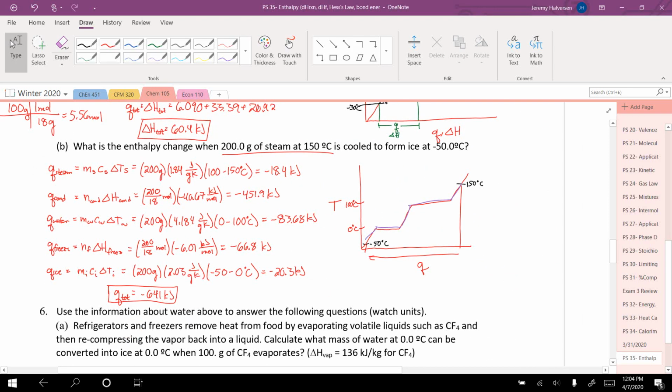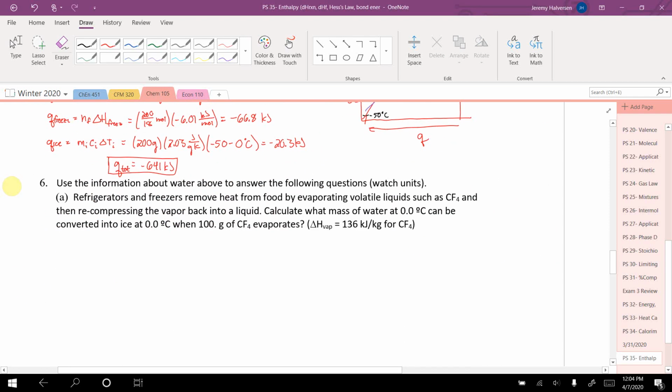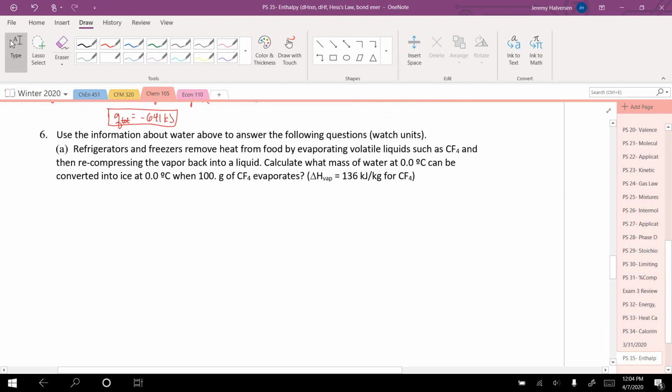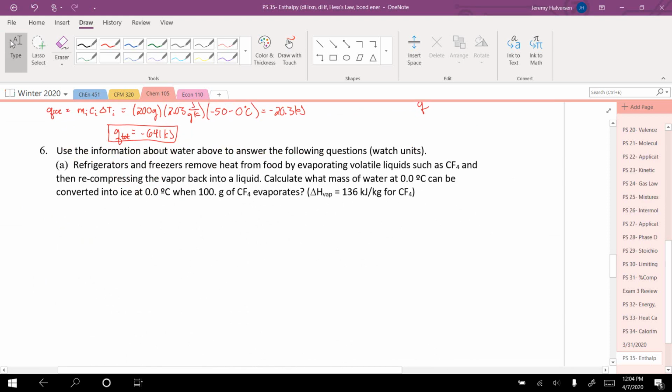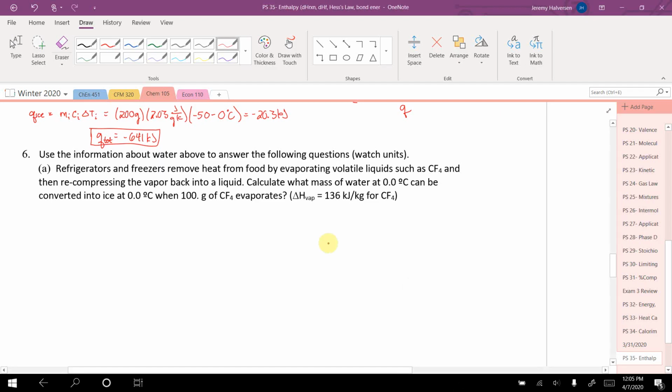All right. Okay, number 6. A and B. Use the information about water above to answer the following questions. Watch your units. Refrigerators and freezers remove heat from food by evaporating volatile liquids such as CF4 and then recompressing the vapor back to a liquid. Okay. Calculate the mass of water at 0 degrees that can be converted to ice at 0 degrees.